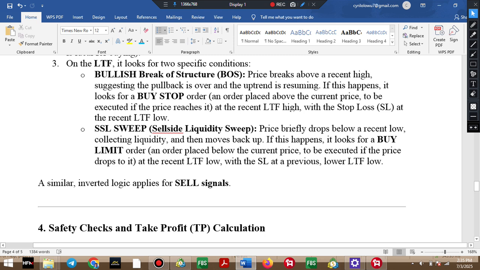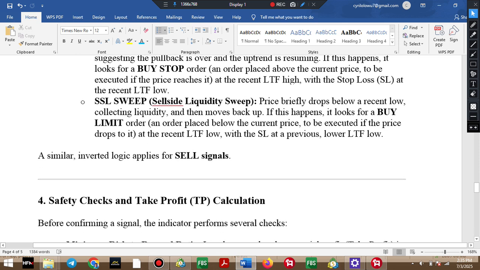You see now, it is not going to be using the higher time frame swing point as your stop loss. It's going to be using that same lower time frame for your stop loss, so that whatever you're going to be losing won't be too much. Exactly. A similar inverted logic applies for sell signals.